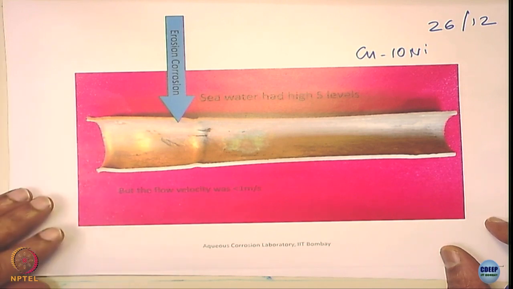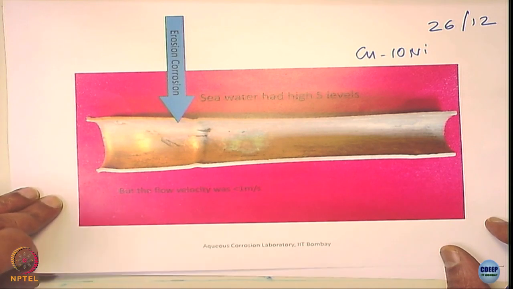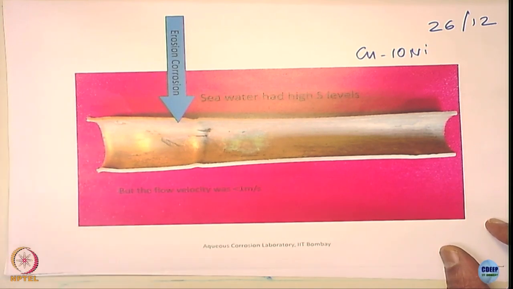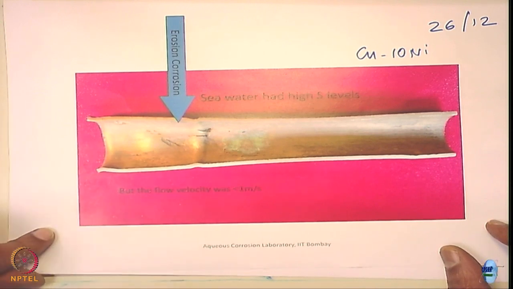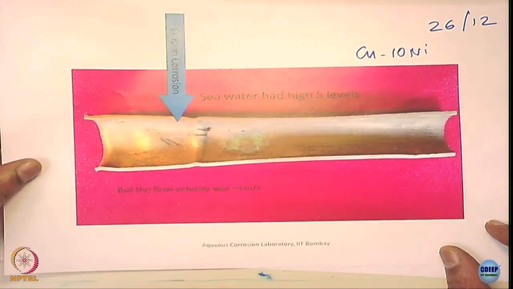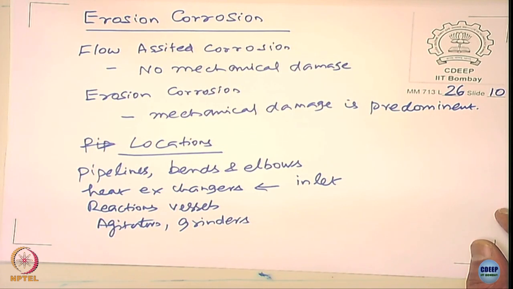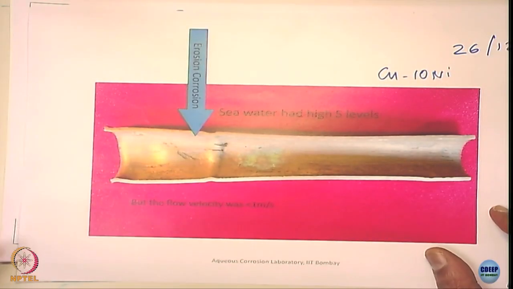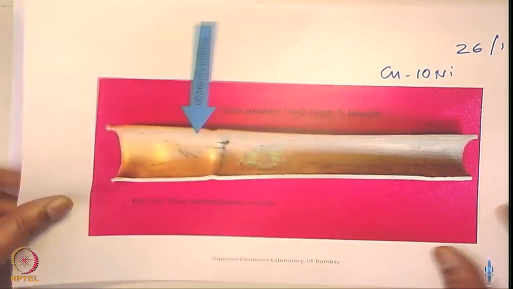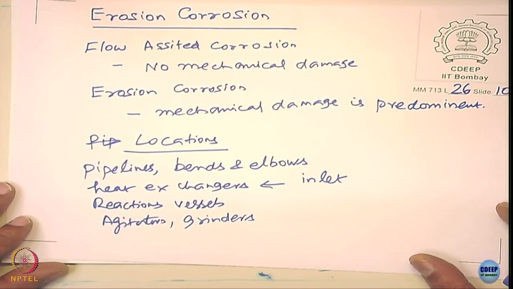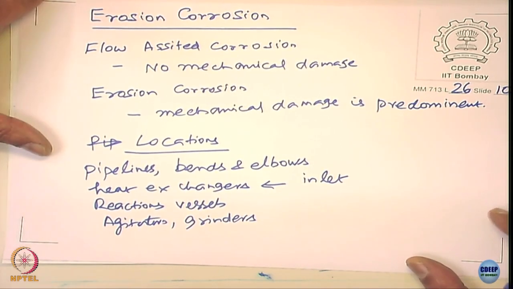We will probably see what could be the problem in subsequent discussion. When we start analyzing erosion corrosion, we will come back to this problem and see what was the real reason for the erosion corrosion of this particular heat exchanger. Now, what I was trying to say was that the inlet of the heat exchangers generally undergoes erosion corrosion. In fact, that is termed as inlet corrosion. So, when there is turbulence, it mechanically damages, it removes material mechanically, okay.